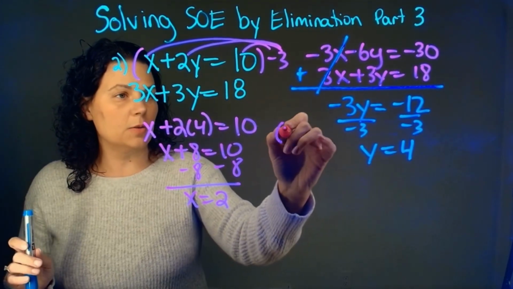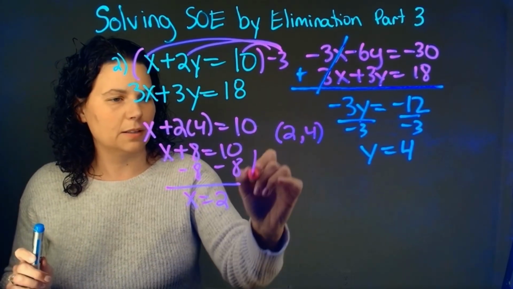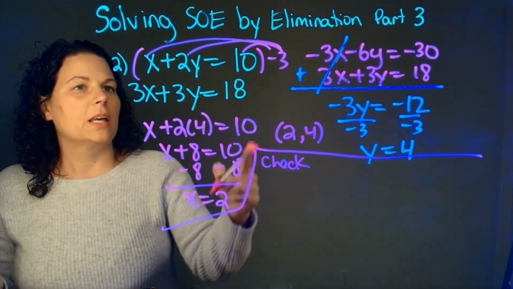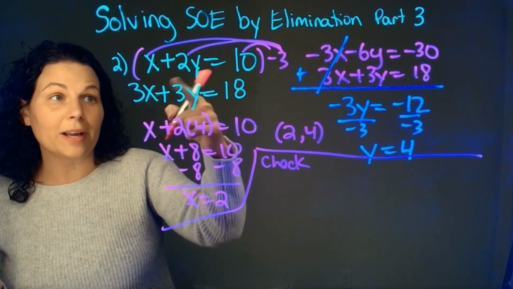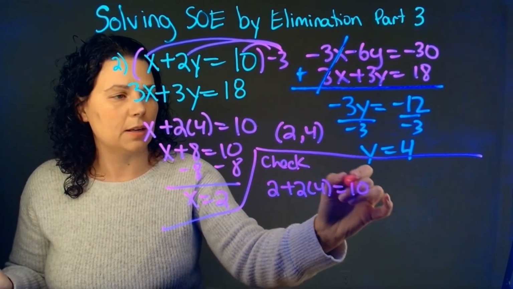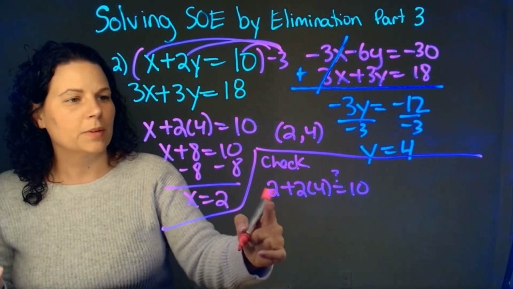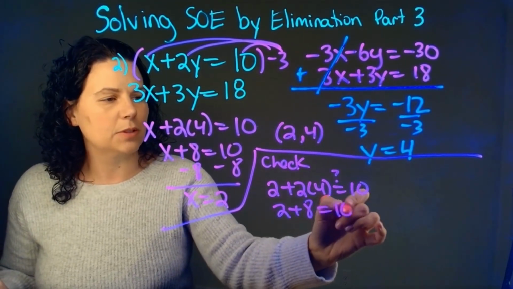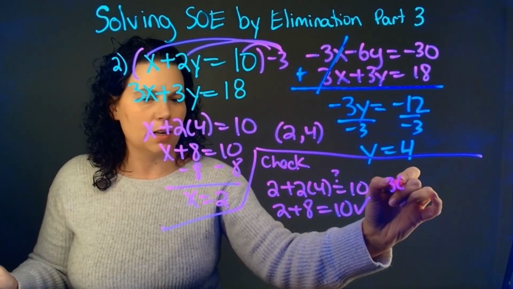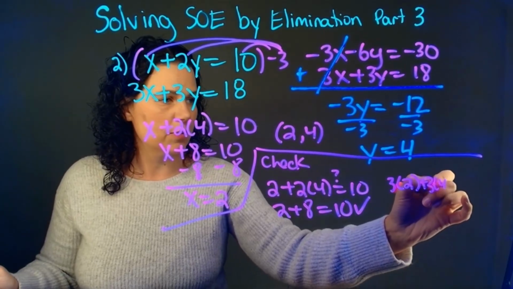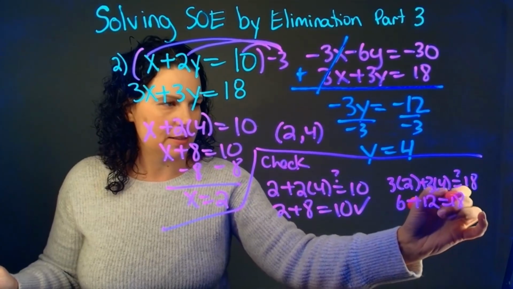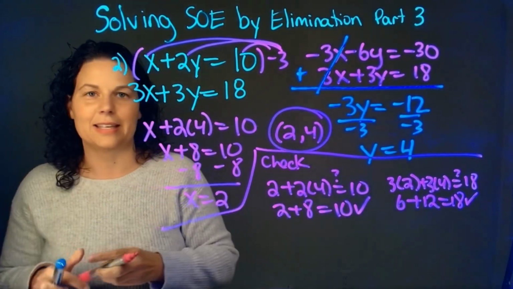So I did this earlier, and I know this is correct. Well, let's see. I think I've got enough room where I can check it. So we're going to plug this into both equations and make sure we get a true statement. So does 2 plus 2 times 4 equal 10? Is it true? 2 plus 8 does equal 10. So it worked for the first equation. Let's check the next one. 3 times 2 plus 3 times 4, does that equal 18? 6 plus 12 does equal 18. So check. I know that that is the answer.